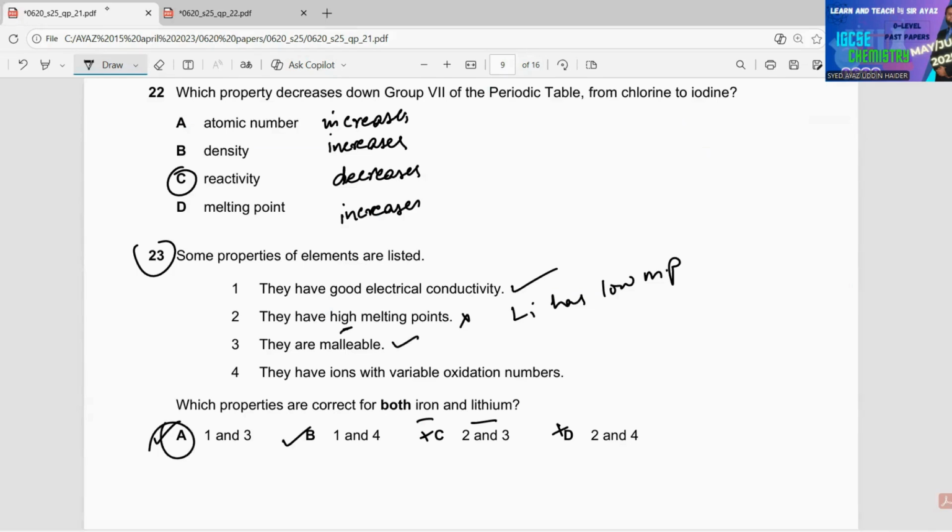For convenience, I am checking the last statement. They have ions with variable oxidation numbers. Only Fe has. Yes, so this is also incorrect. So A must be the right answer in this case.